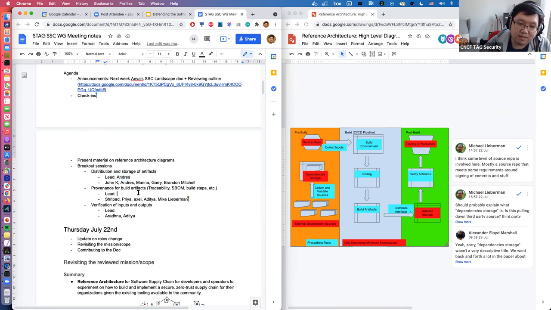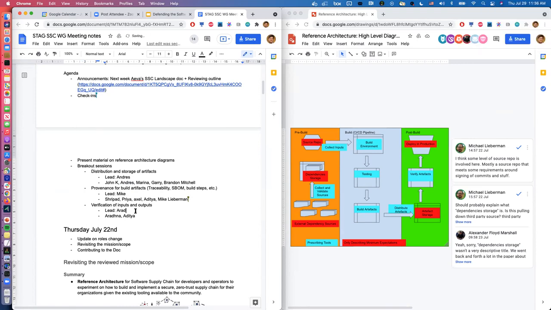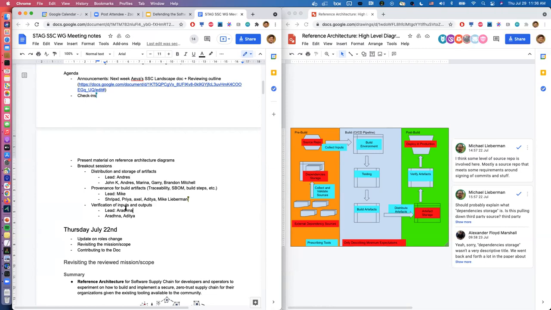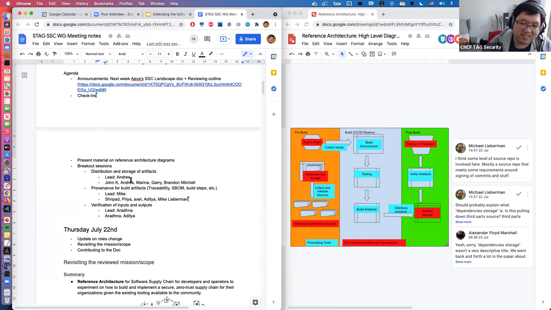Michael, you want to be the lead for the provenance for built artifacts? Sure. Yeah. And then Aradhana and Aditya. I think Aradhana, can you set up a call for that one? Sure. Yeah. So I'll try and bounce between rooms to see whether there's consistency around what everyone's doing, just to make sure that we're not going in crazy directions.